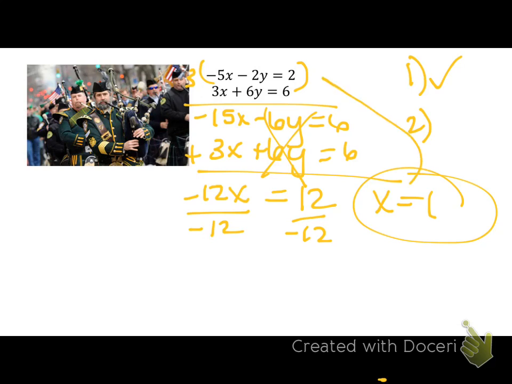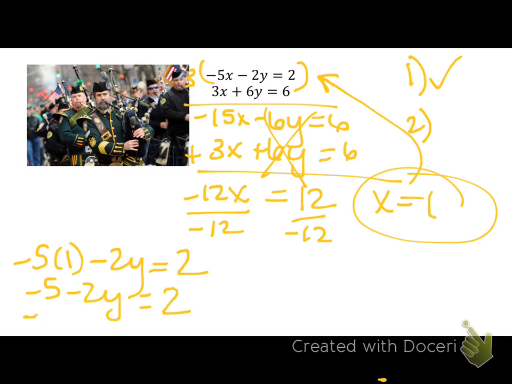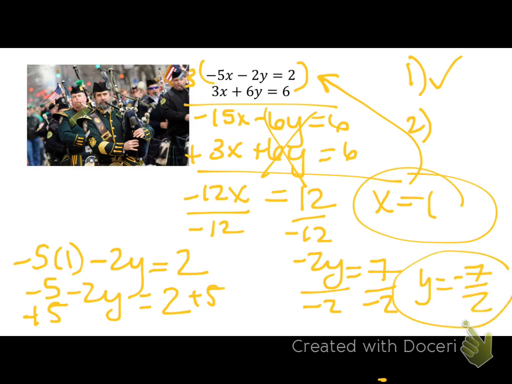Got to find our y. Let's plug it in. Let's do the top one. Make sure you're plugging it in for the x value. Negative 5 times 1 is negative 5. Add 5 to both sides. Negative 2y equals 7. Divide by negative 2. Y equals negative 7 halves.